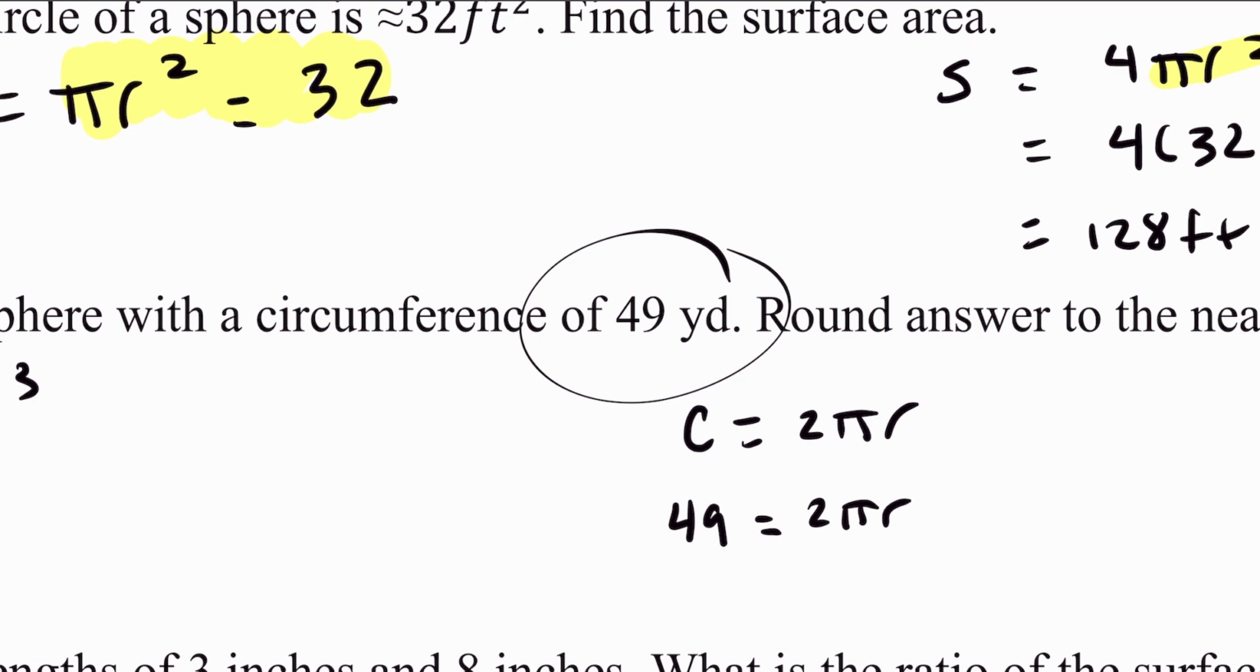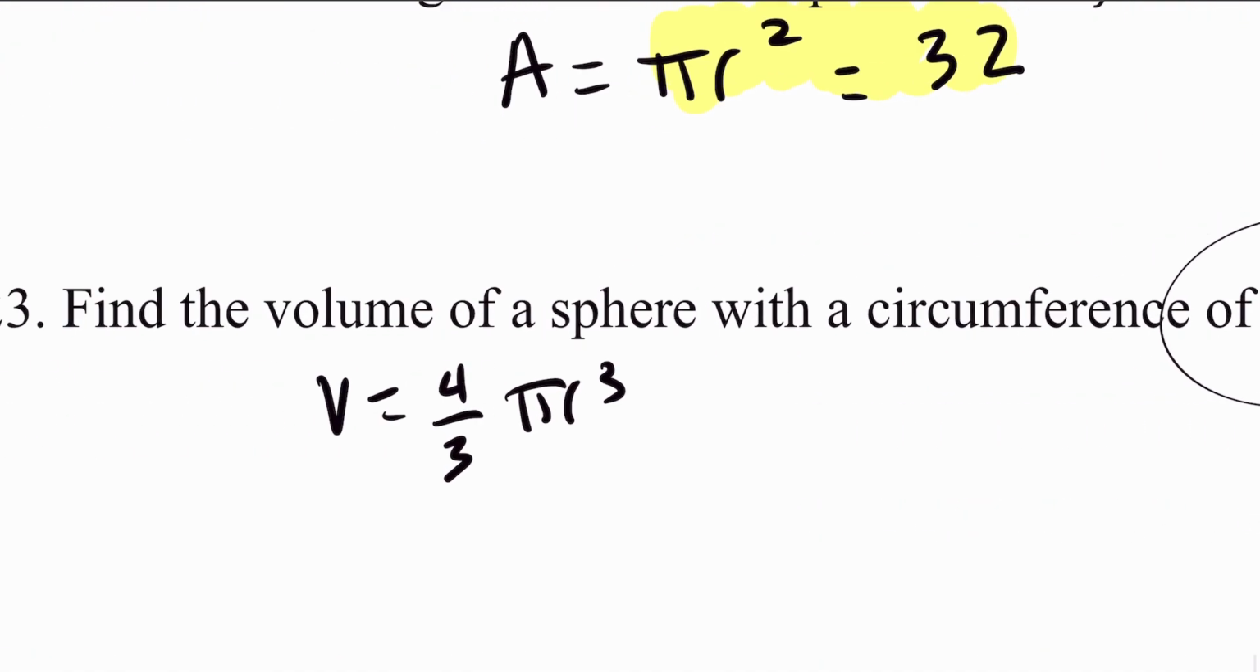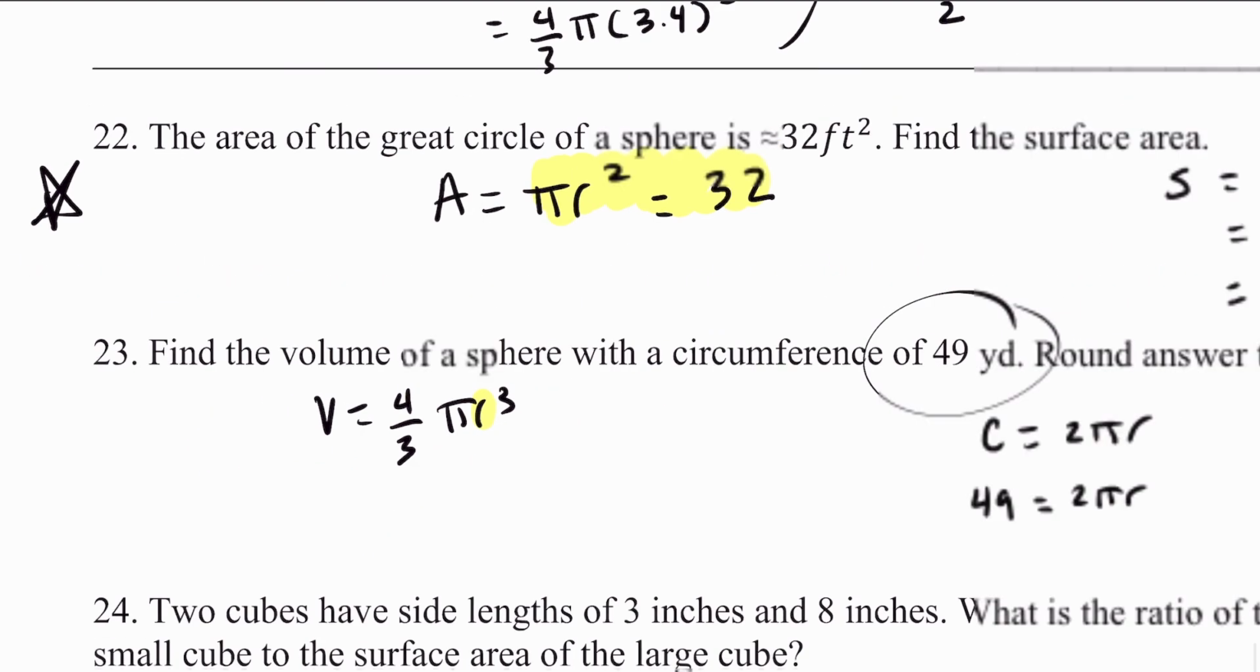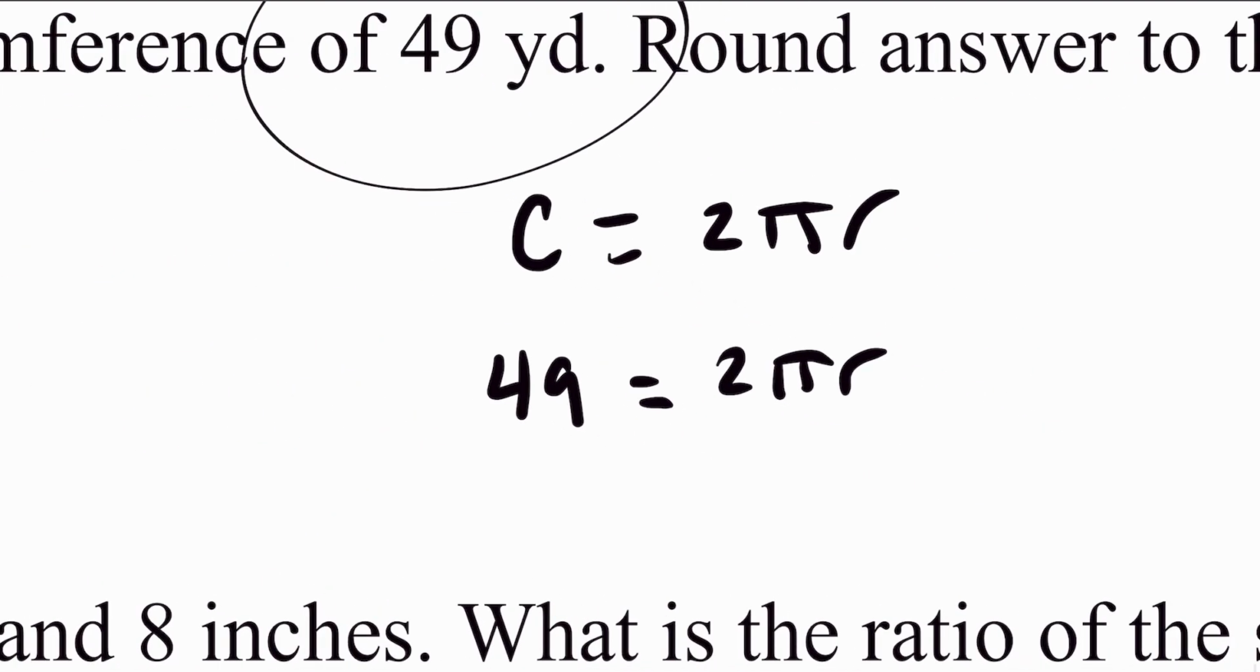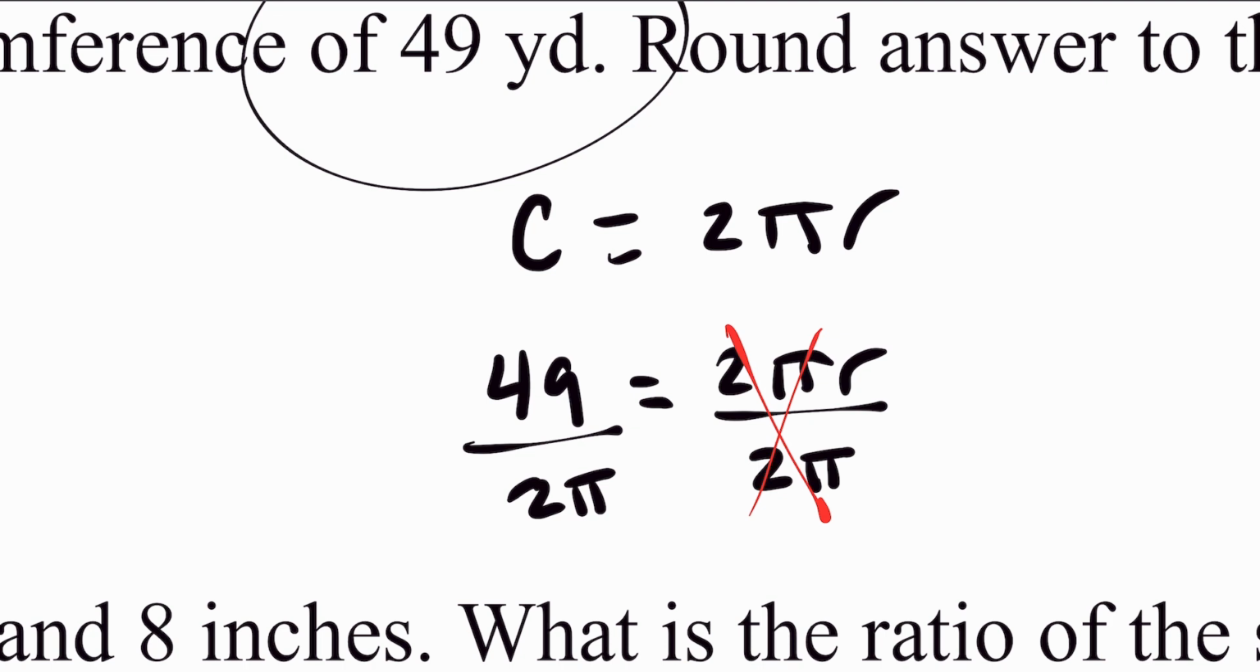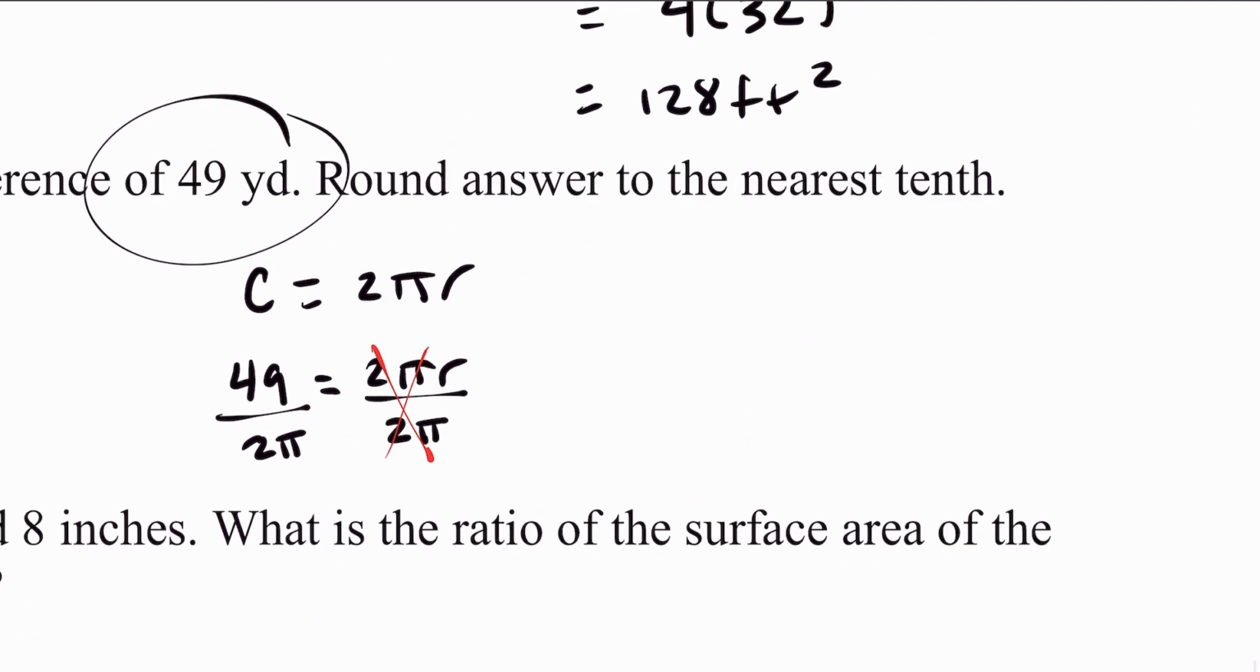That means in order for me to get r by itself, because again we need to find that radius, I have to divide both sides by 2 pi, just so I can get r by itself. So 49 divided by... let me make sure, when you put this into your calculator, this is how you're supposed to put it in.